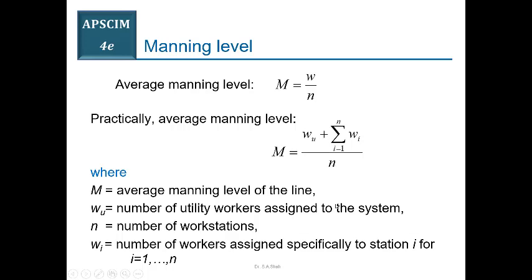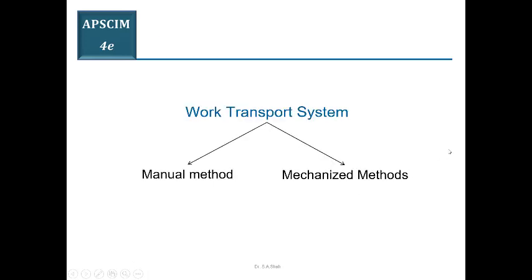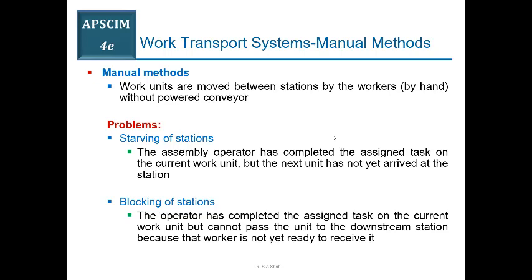And then you have to divide it by the number of workstations. वर्क ट्रांसपोर्टेशन स्कीम जो है असेंबली लाइन में, मैनुअल भी हो सकता है, it can be mechanized. वर्क ट्रांसपोर्ट सिस्टम्स मैनुअली अगर आप परफॉर्म करते हैं, यानी जो कन्वेयर सिस्टम है या जो मूवमेंट पॉलिसी है, if it is a conventional system, a manual system, so manual methods means that the work units will be moved between stations by the workers using some mechanical mechanism, जो कि कन्वेयर भी हो सकता है, जो कि हैंड कार्ट्स भी हो सकते हैं, और पावर्ड कन्वेयर भी हो सकता है.